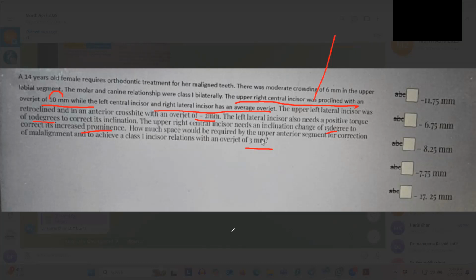Okay, so I'll start with the incisors. The upper right central incisor was proclined with an overjet of 10. So we have to change the overjet here by 7 millimeters, right, Meena? Yes, sir, I'm with you. So we are supposed to change it by how much?